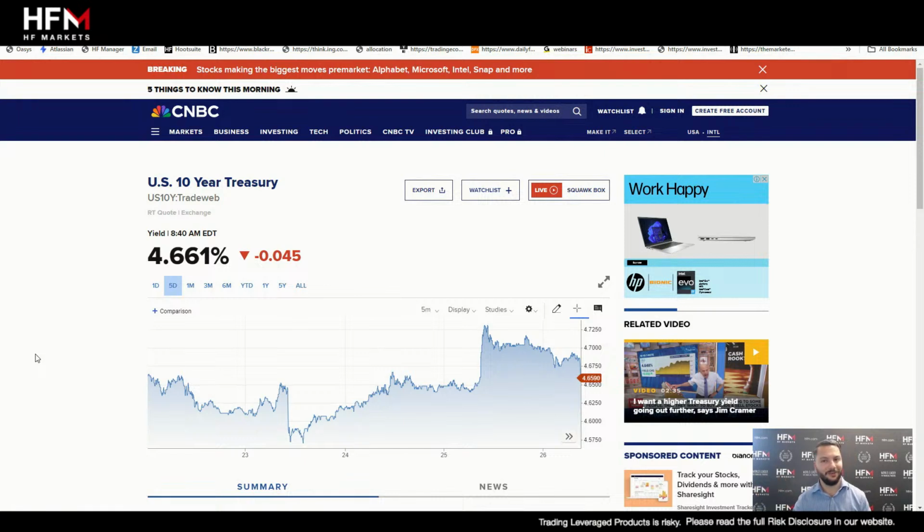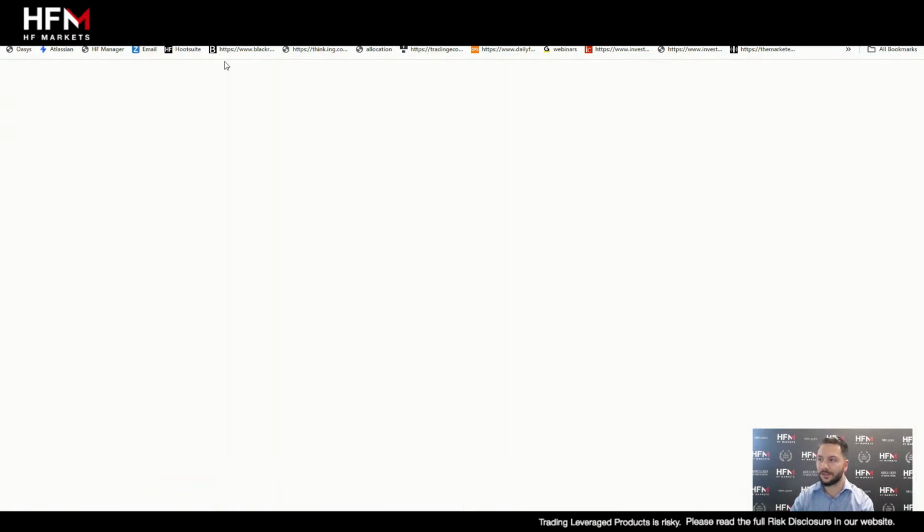Because when bond yields increase in value, everybody's debt becomes more expensive. When people's debt becomes more expensive, of course, you spend less, in which case these companies perform worse, in which case, for obvious reasons, there's less demand for stocks and the stock market.